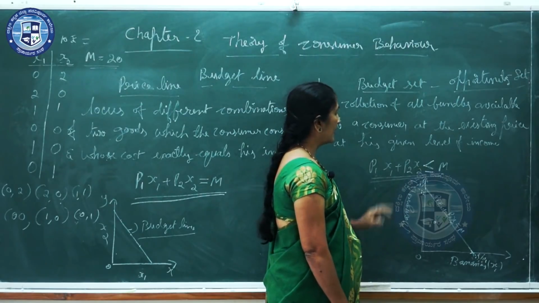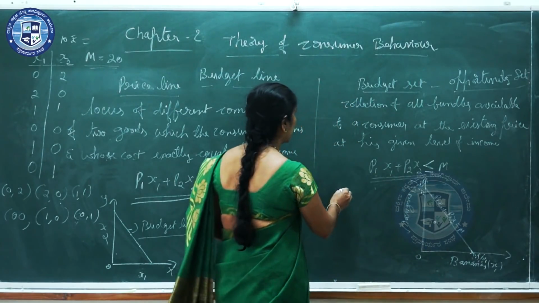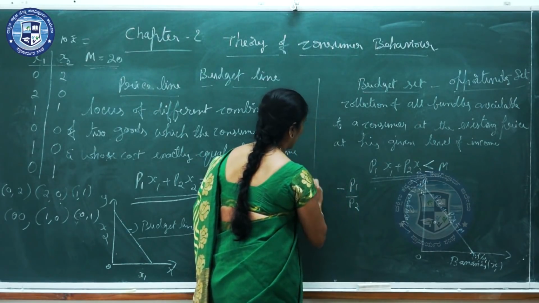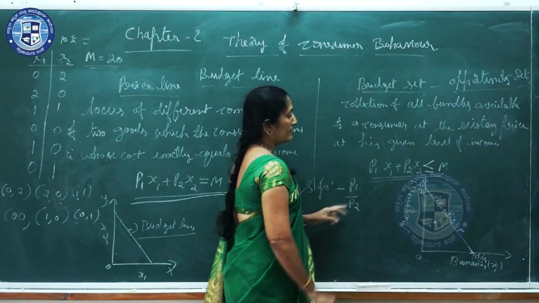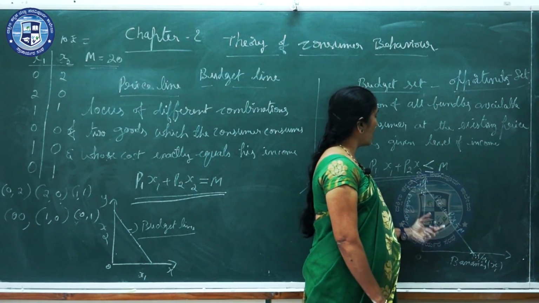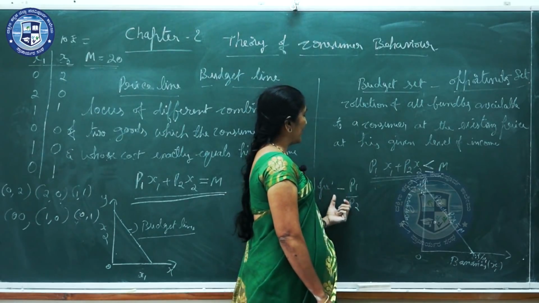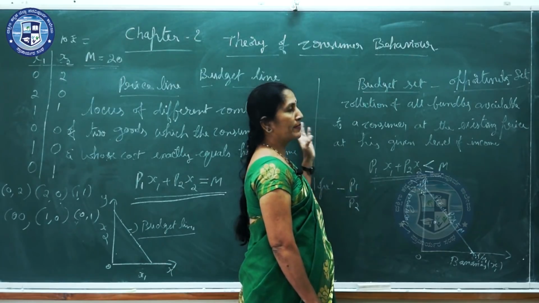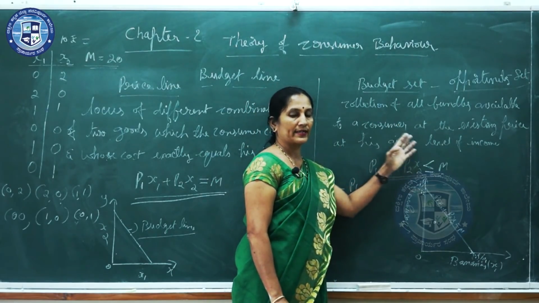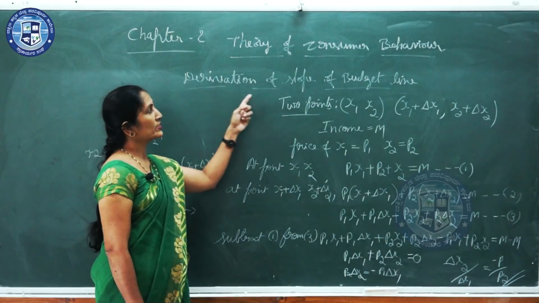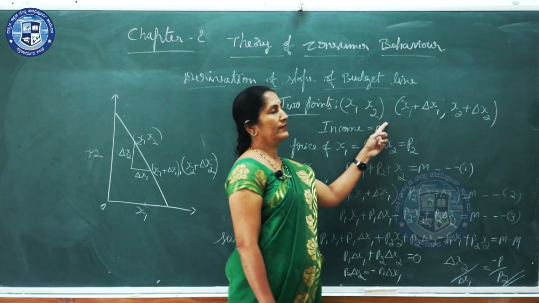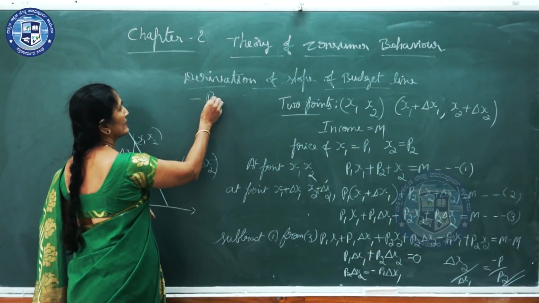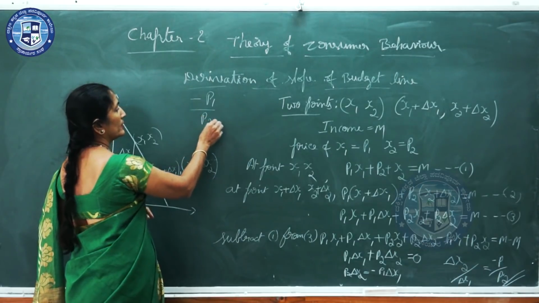So we can say that the slope of the budget line is minus P1 divided by P2. In this diagram, the slope of the budget line shows minus P1 divided by P2. So in this way we can explain the budget line and budget set. Let me explain the derivation of the slope of the budget line. Already I said the slope of the budget line is minus P1 divided by P2.